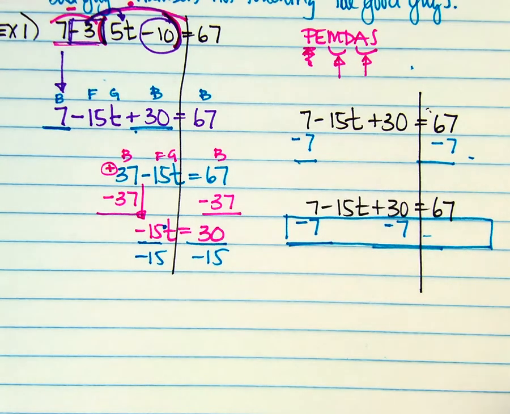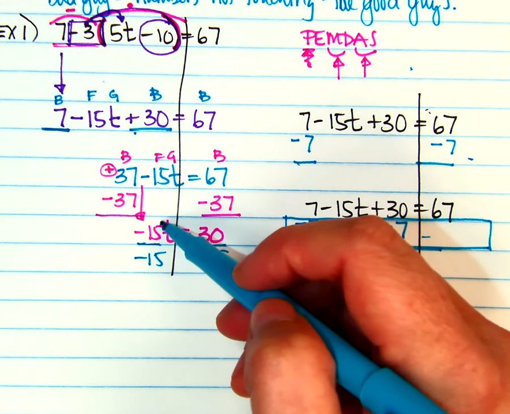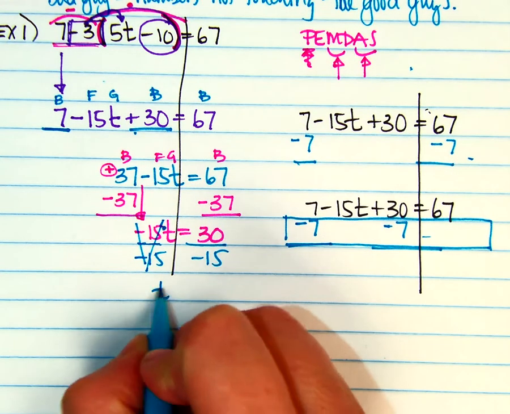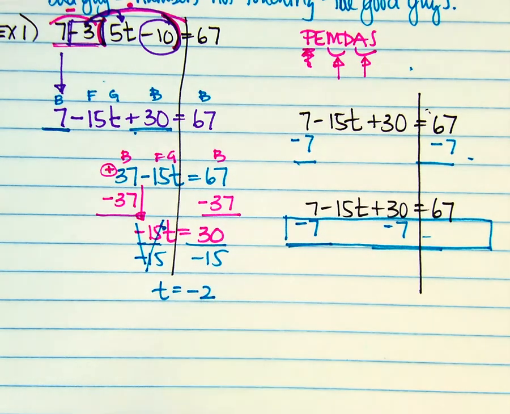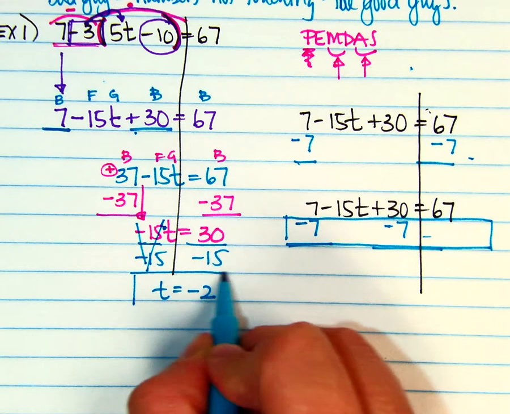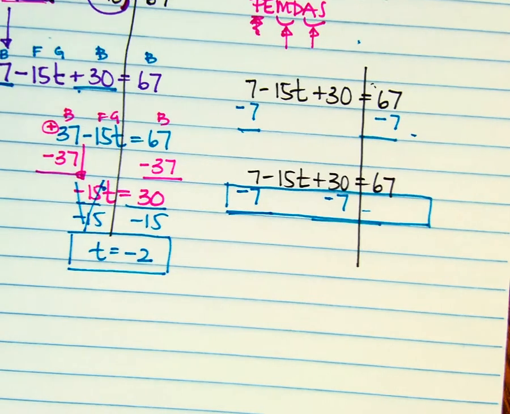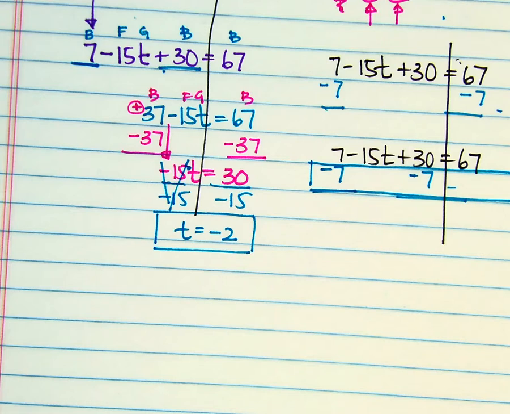So we're going to divide both sides by a negative 15. We need to be able to cancel out the 15s and cancel out the negatives. You're left with t equals a negative 2. And we should go back in by plugging it back in.